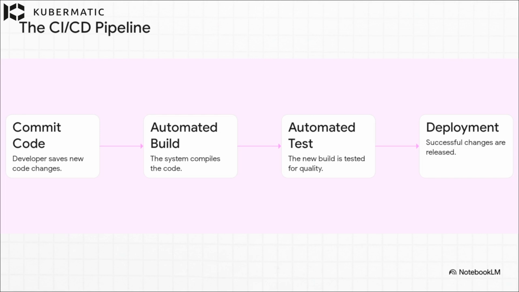It stands for continuous integration and continuous delivery or deployment. This slide shows the flow perfectly. A developer commits their code, which automatically triggers a build, which then automatically runs a bunch of tests, and finally, if everything passes, it gets deployed automatically. It's all about moving fast, but doing it safely, all thanks to automation.